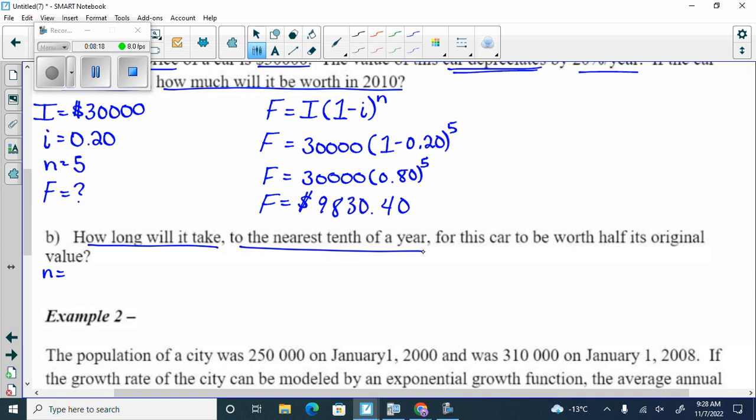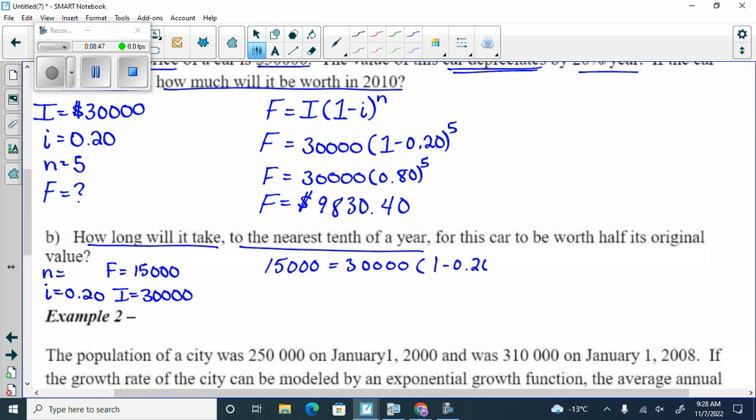So what did it give me? It's still depreciating at 20%. The initial didn't change. What did it give me this time, though? Final value. What is it? 15,000. Yep, I agree. So we're going to go 15,000, which is the final, equals initial, which is 30,000, times 1 minus 0.20 to the n.